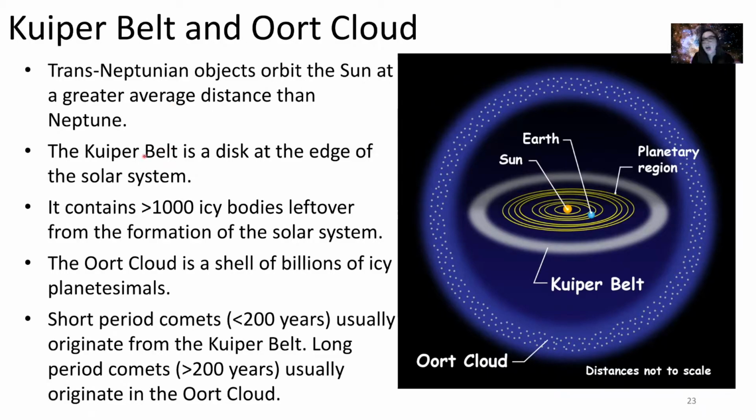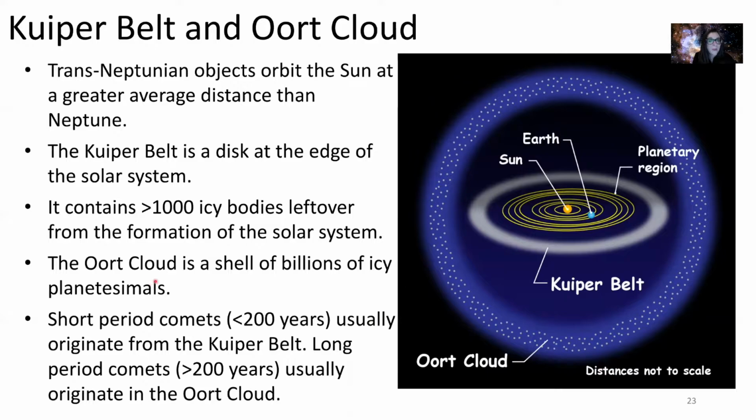Okay, the Kuiper Belt is a disk of material at the edge of our solar system. So here we have our solar system and we've got the Kuiper Belt out here. The Kuiper Belt contains more than 1,000 icy bodies left over from the formation of our solar system. And guess who is a member of the Kuiper Belt? Pluto.